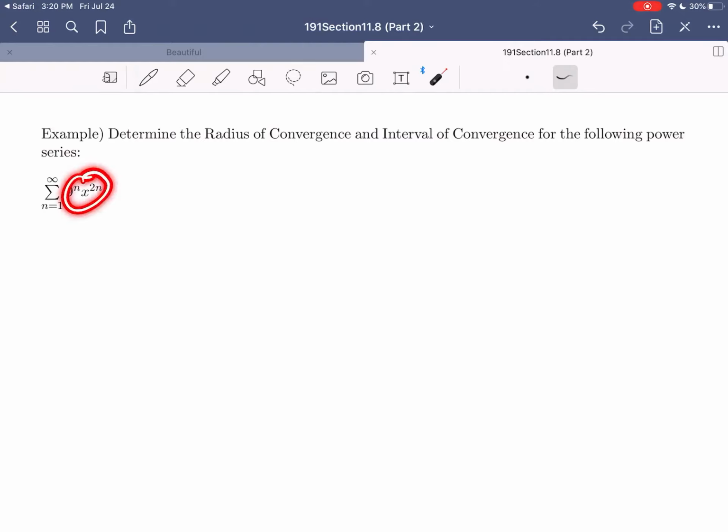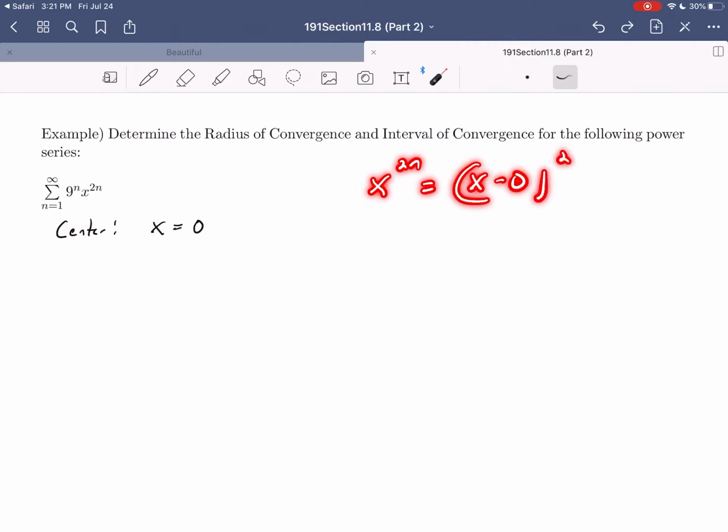Notice that everything is easily multiplied together and it all has powers of n, so we might as well just use the root test. You could certainly use the ratio test if you want, but the root test will be a little bit easier. Before we get to that, I'm skipping ahead, I apologize. We should always state the center. The center here, of course, is just x equals 0, because we can think about x to the 2n as really being x minus 0 to the 2n. So our center is at x equals 0.